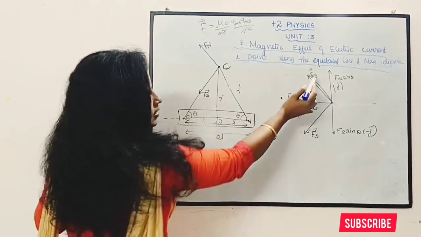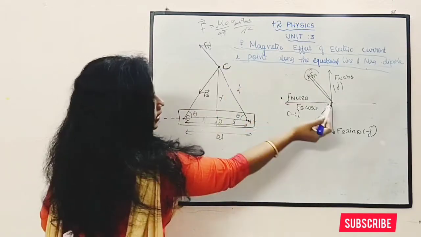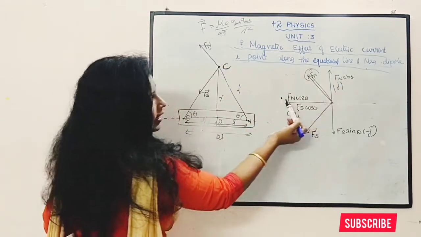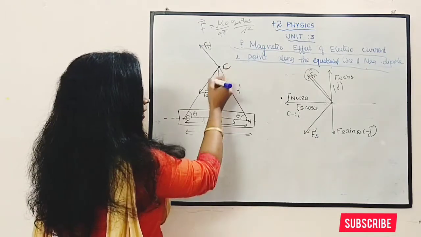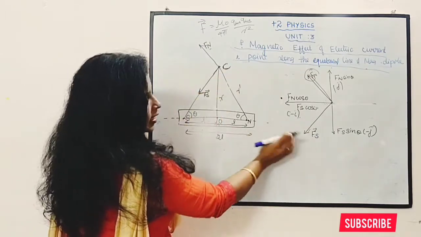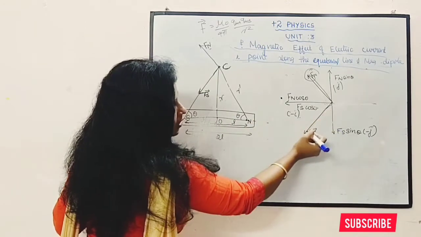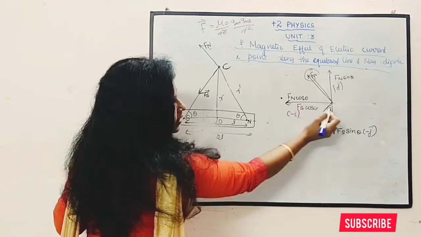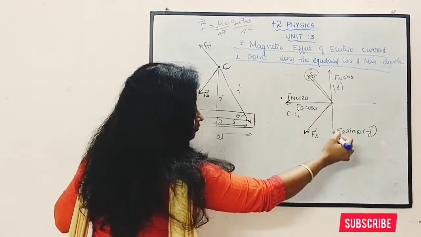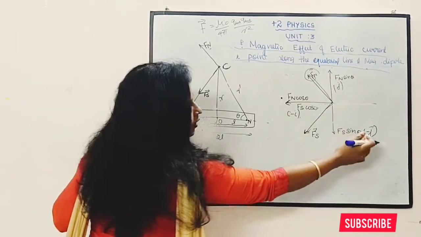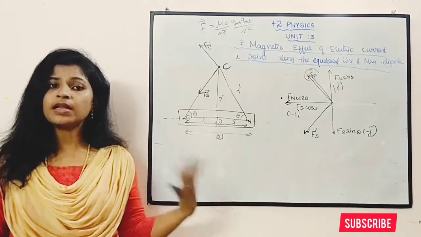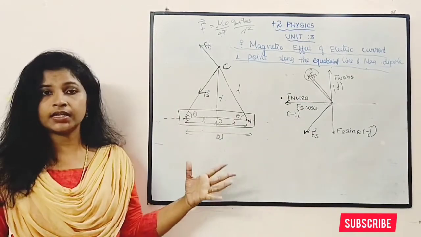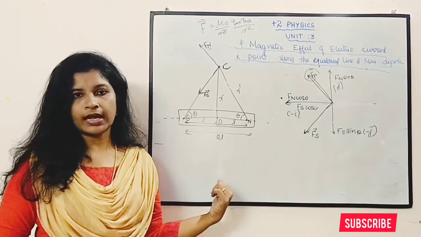When I split this Fn, I can take it as Fn sin theta and Fn cos theta. Two terms will be there. Similarly, when I take this Fs, the attractive force, it will also be split into two components, Fs cos theta and Fs sin theta. Since it is downward, it is minus j. Since it is on this side, it is minus i. Clear?